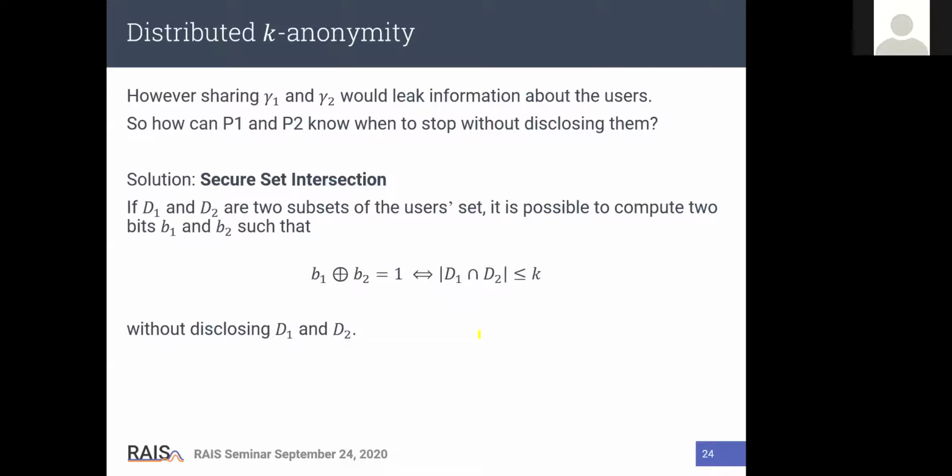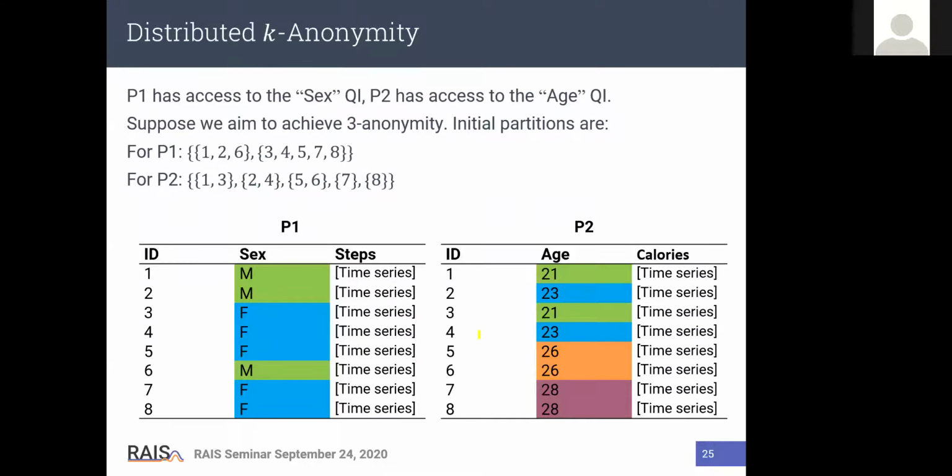And instead, if it is 0, it means that there are at least k elements with respect to these 2 attributes. And so this technique can be used to verify whether k-anonymity has been achieved or not without disclosing the actual partitions of the sets. And so this is how distributed k-anonymity works.